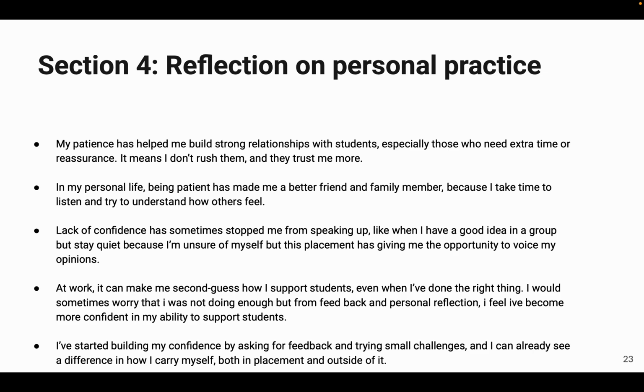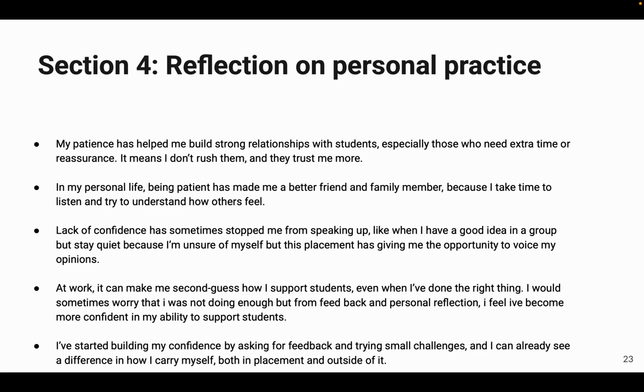My lack of confidence has sometimes stopped me from speaking up in the past, like when I had a good idea in a group but stayed quiet because I was unsure of myself. But this placement has given me the opportunity to voice my opinions.